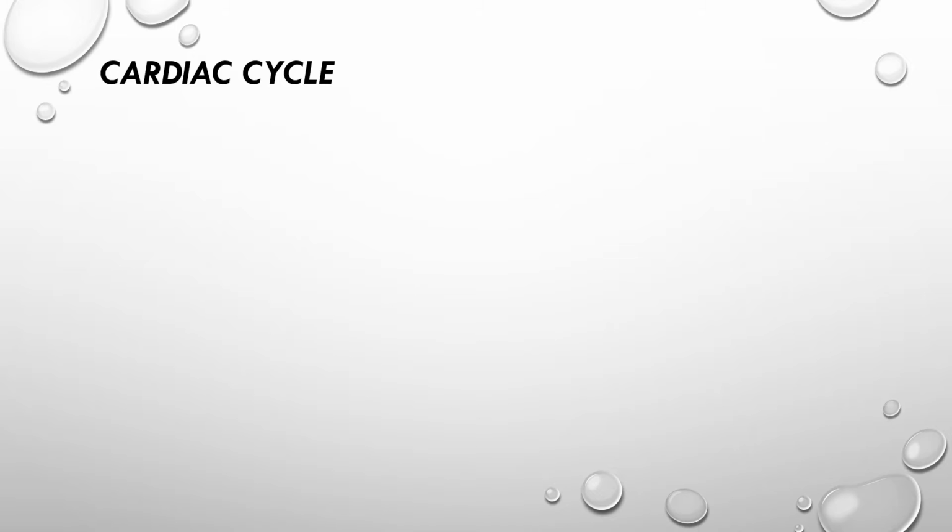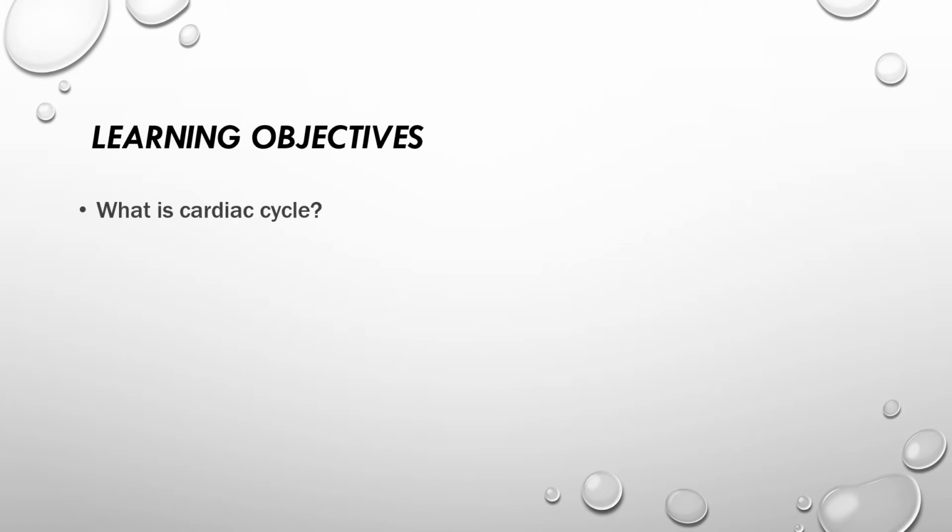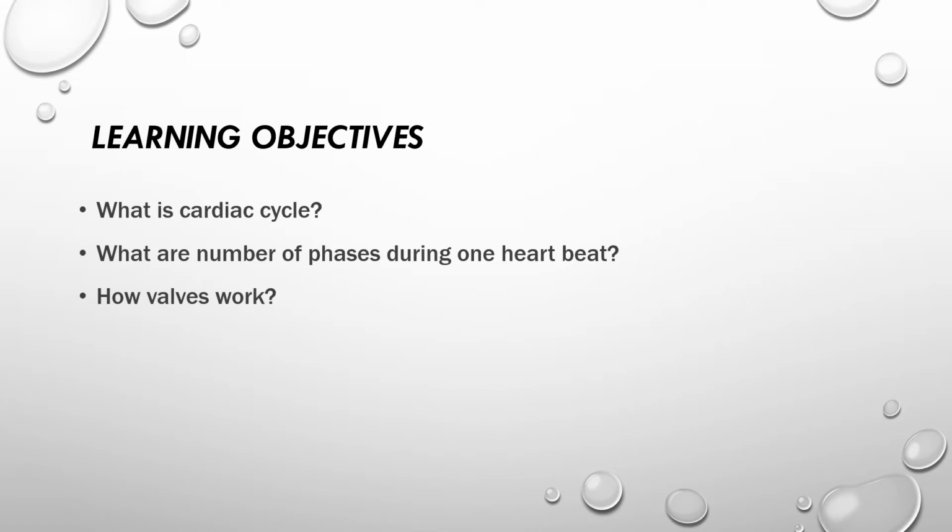Today's topic is cardiac cycle, which is a sequence of events in one heartbeat. Let's talk about objectives of this video. So we are learning about what is cardiac cycle, what are number of phases during one heartbeat, and we'll see how valves work and also how heart sound is made. So good to go.